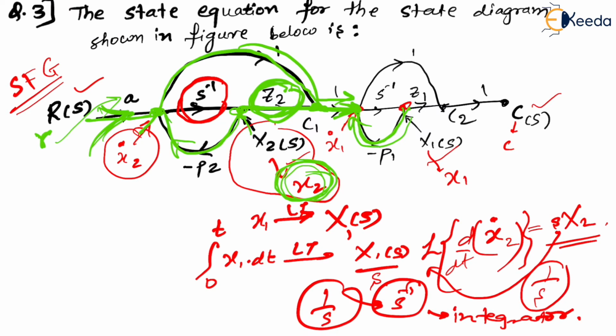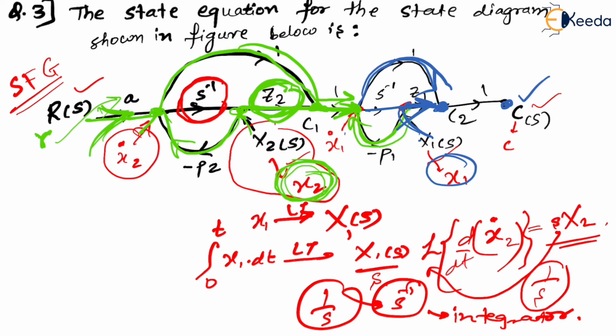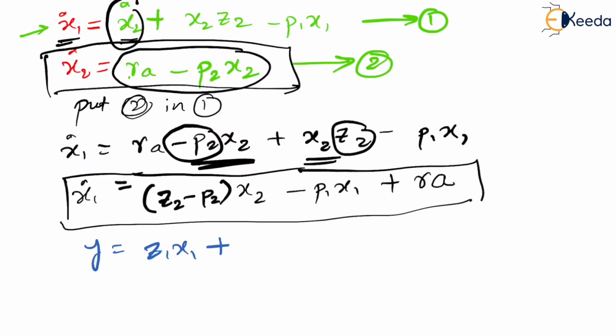So this is the output. The output here is this C, right? If you see here, this node is nothing but this node. At this node, this signal is coming and this signal is coming. This is Z1, so Z1 into 1, Z1 into X1. This is X1, so Z1 into X1 is coming, and this is also coming. So Y is equal to Z1 X1 plus X1 dot, which is coming from here. Is that correct?